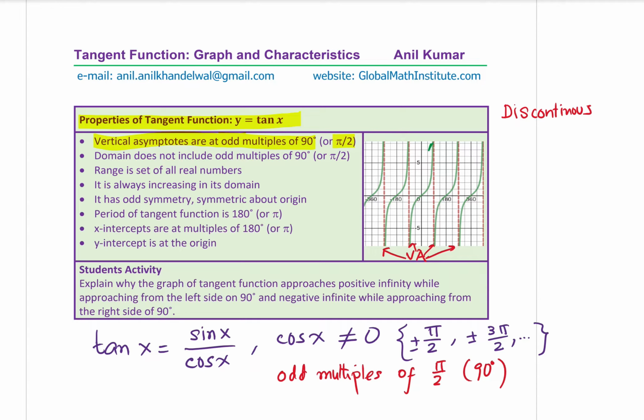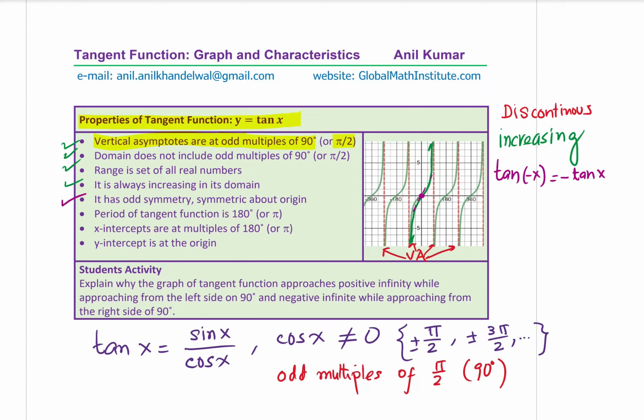It has odd symmetry. So when we say odd symmetry, it means that tangent of minus x is equal to minus tangent of x. Perfect. So if you compare it about the origin, this is the origin, right in the center, and any point on the graph has an image diagonally across about the origin, as you can see. So that is the odd symmetry, just as the sine function. Perfect.